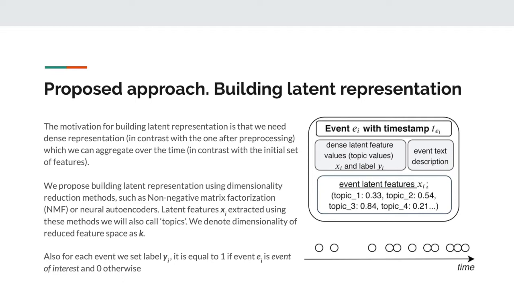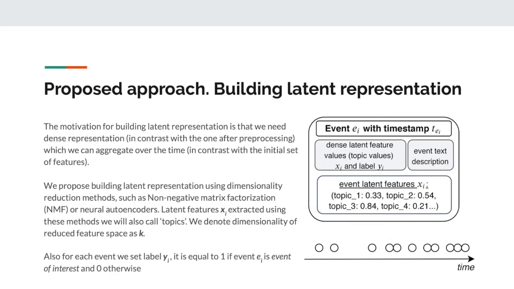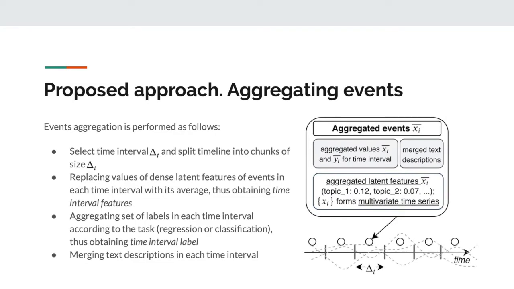However, it can be excessive because of a lot of binary features in event descriptions. And now we use dimensionality reduction methods such as non-negative matrix factorization or neural autoencoders to reduce the dimensionality of the feature space and also obtain a dense representation. And we will further denote the dimensionality of the reduced feature space as k. And also for each event, we set the label y. And this label is equal to 1 if this event is our event of interest, and it's 0 otherwise. So now we can aggregate events.